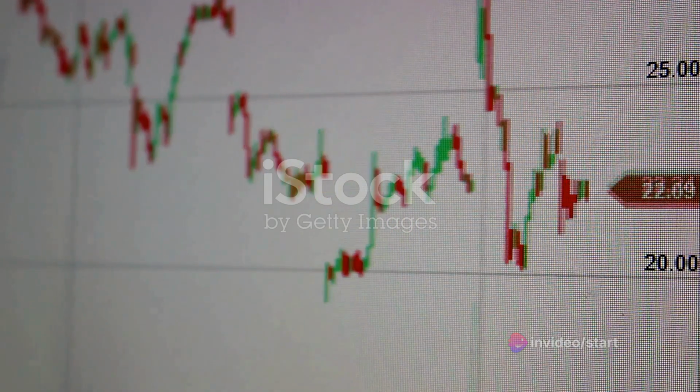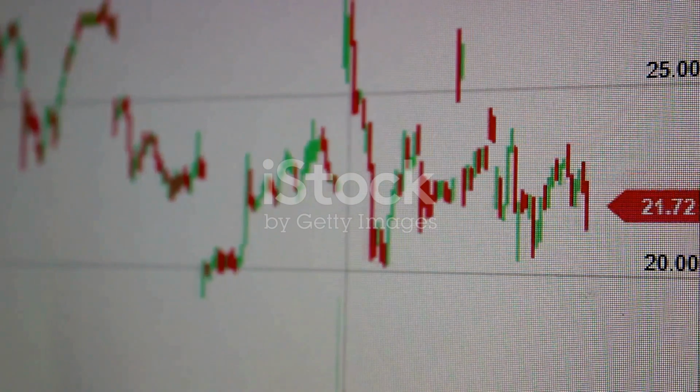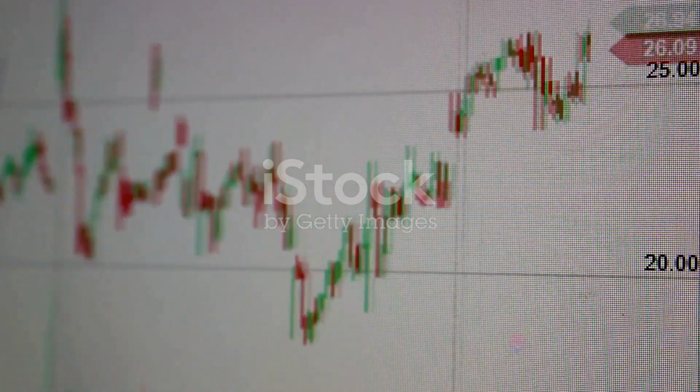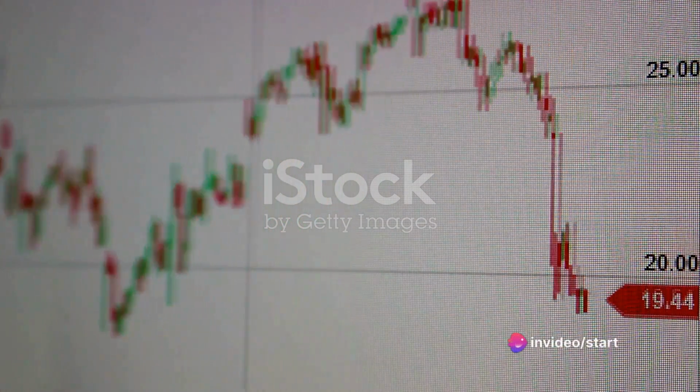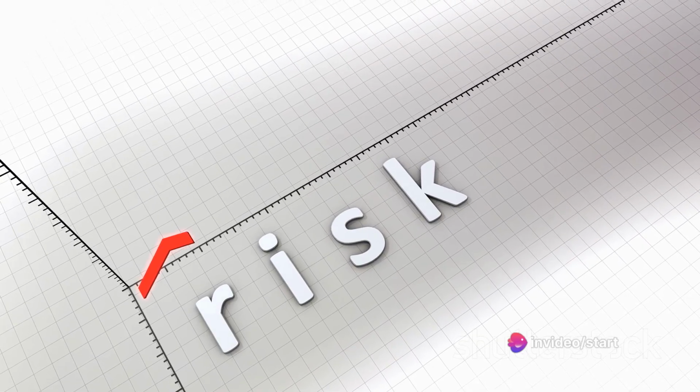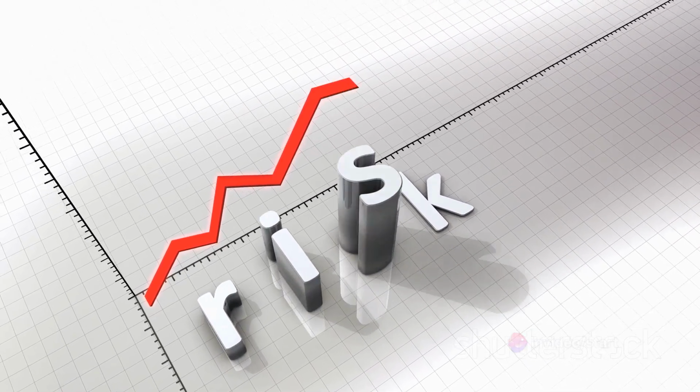Now let's talk about risk. Trading, by its very nature, involves risk. It's about predicting future price movements, and as you might have guessed, the future is never certain. Therefore, understanding risk management principles is crucial. Never risk more than you can afford to lose.